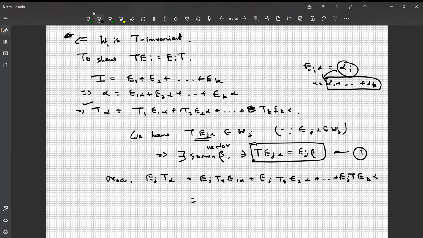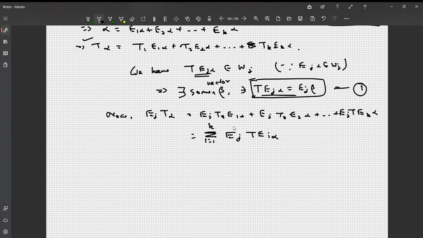But we have that T of Ej is Ej beta, right? So if I consider the compact notation, then it will be more visualized. So it's of the form Ej T Ei, where i ranges from 1 to k. But T of Ei alpha, we have alpha here, right? So T of Ei alpha, from here we can say it's Ei beta. So this is equal to summation i equals 1 to k, Ej Ei beta i, let's say.